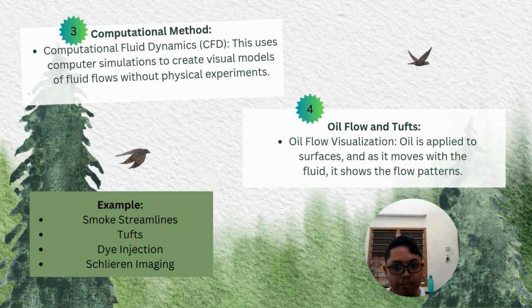Another method is oil flow and tufts. In oil flow visualization, oil is applied to a surface and as it moves with the fluid, it shows the flow pattern. Examples are smoke streamlines, tufts, dye injection, and schlieren imaging.